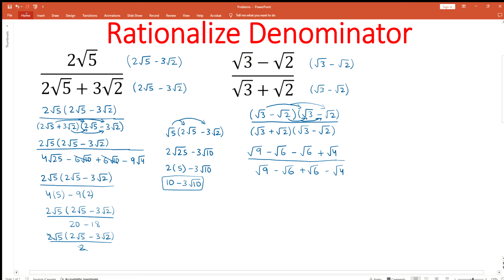Next, we can simplify the expression in the numerator. Square root of 9 is 3. Negative square root 6 minus square root 6 is equal to negative 2 square root 6. Square root of 4 is equal to 2. In the denominator, negative square root 6 and positive square root 6 cancel each other out. Square root of 9 is 3. Square root of 4 is 2. In the numerator, 3 plus 2 is 5.